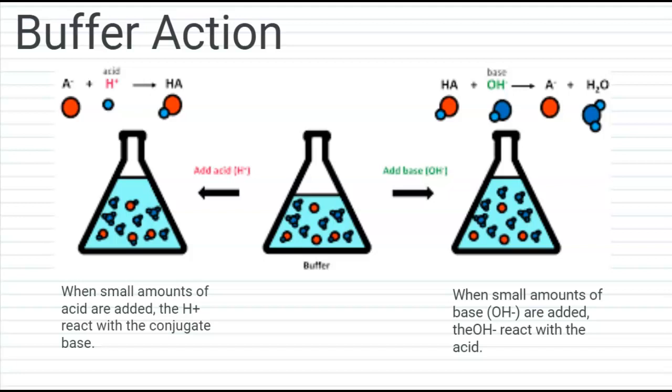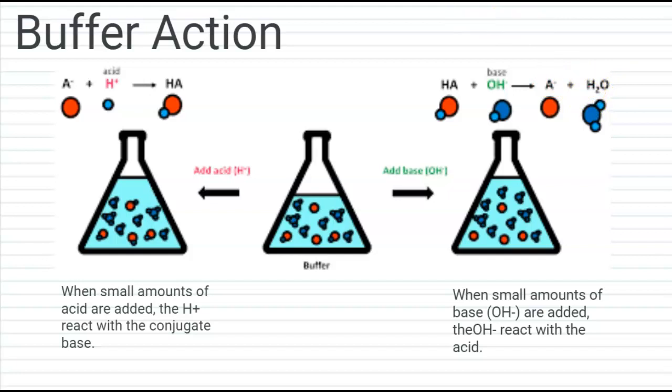If I add a base, it's going to react with the conjugate acid. And that's what we see illustrated here. If I am adding hydrogen to my solution, that hydrogen ion that I am adding is going to react with the anions in solution to form more of my weak acid. If I add hydroxide to my solution, that hydroxide is going to react with the weak acid of my buffer to form more of the anion and more water.